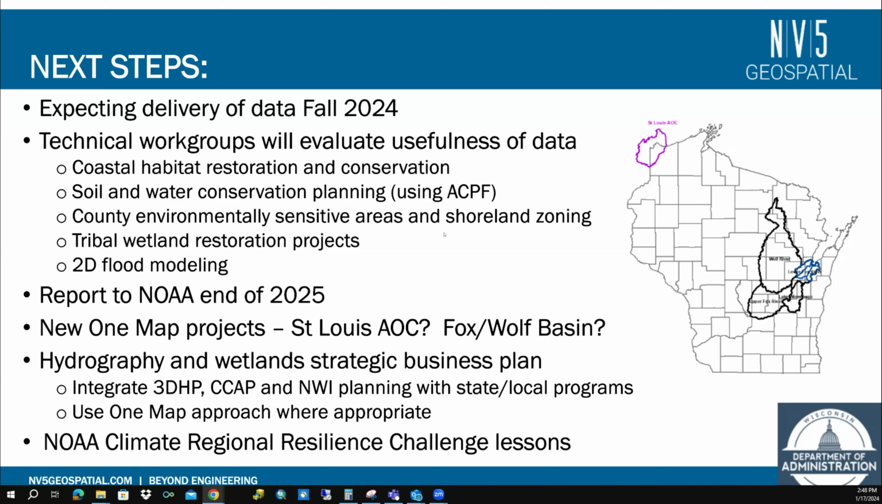And ultimately, we have to turn this into some kind of a business plan that will outline a process for how we do the rest of the state. And one of the things that was really interesting last summer, when we were just thinking about getting this started, was that NOAA came out with this regional climate resilience challenge. It was like, oh, big buckets of money for lots of things. And so we actually put in a pre-proposal for doing the rest of the state based on One Map ideas.